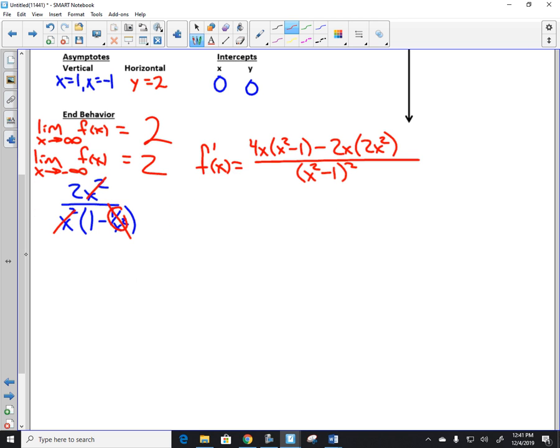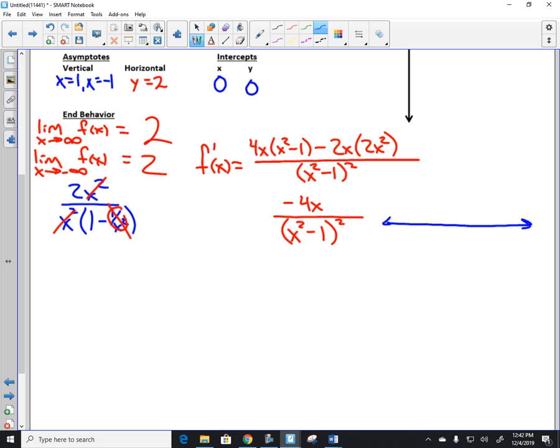Let's see what we have. In the top, you're going to get 4x cubed minus 4x minus 4x cubed. So you just get negative 4x over x squared minus 1 quantity squared. The bottom is always positive. Is the top always positive? Is it always negative? It's not always negative, is it? So we're going to have to, kind of consider some points here.